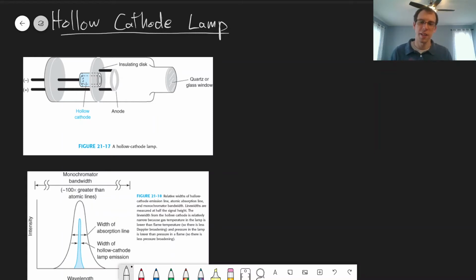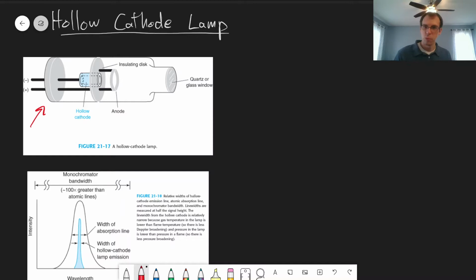Okay, so with all this discussion about broadening and all that, let's finally get to the light source that we use for atomic absorption spectroscopy, and now we will understand why it's designed the way it is. Okay, so this is a hollow cathode lamp. This is a figure showing sort of what it looks like.